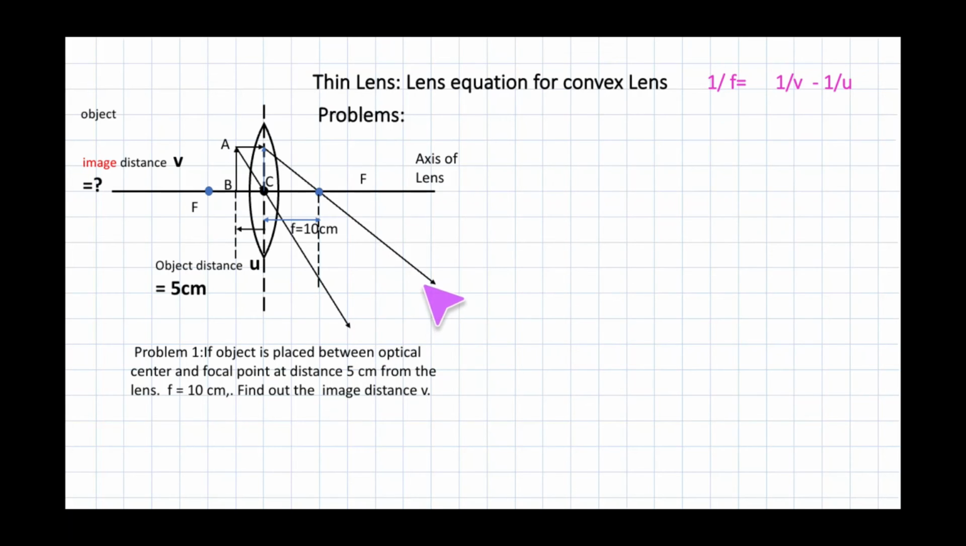So the question is where the image will be formed. The image formed will be virtual. That means whenever this ray is extended in this direction and in this direction, it will intersect somewhere, and at that point the virtual image will be formed.